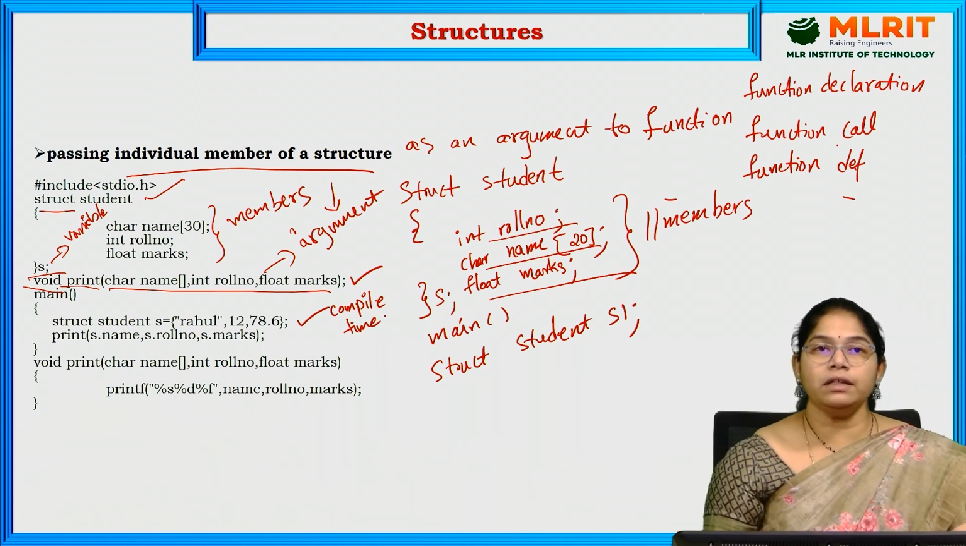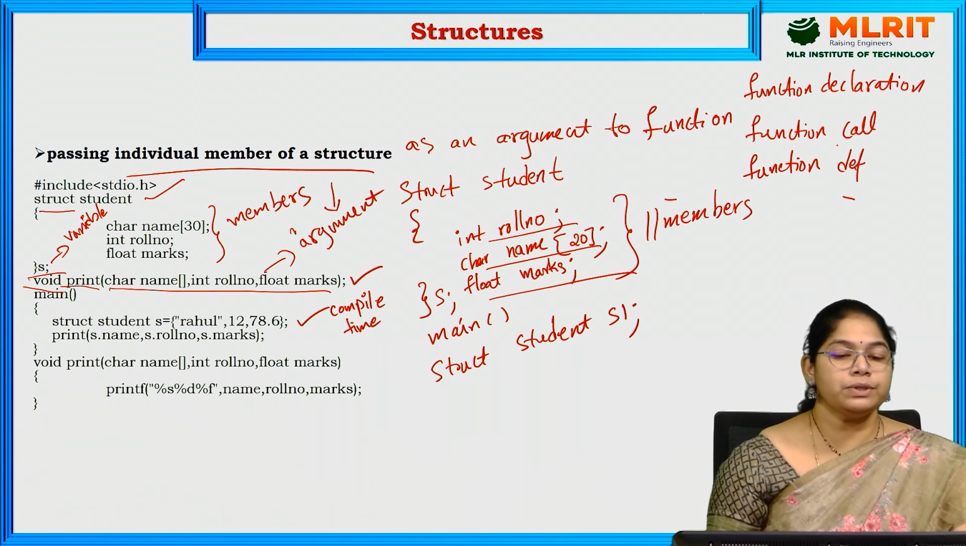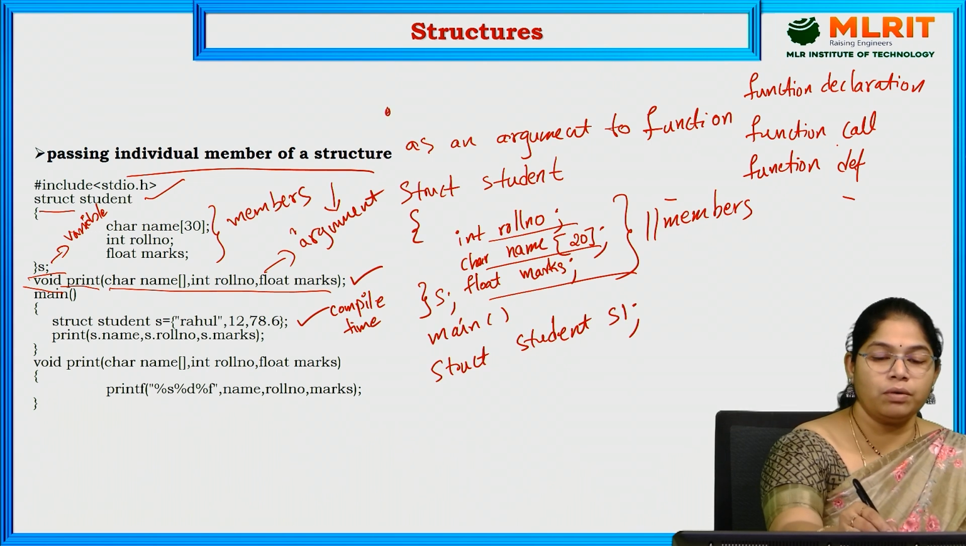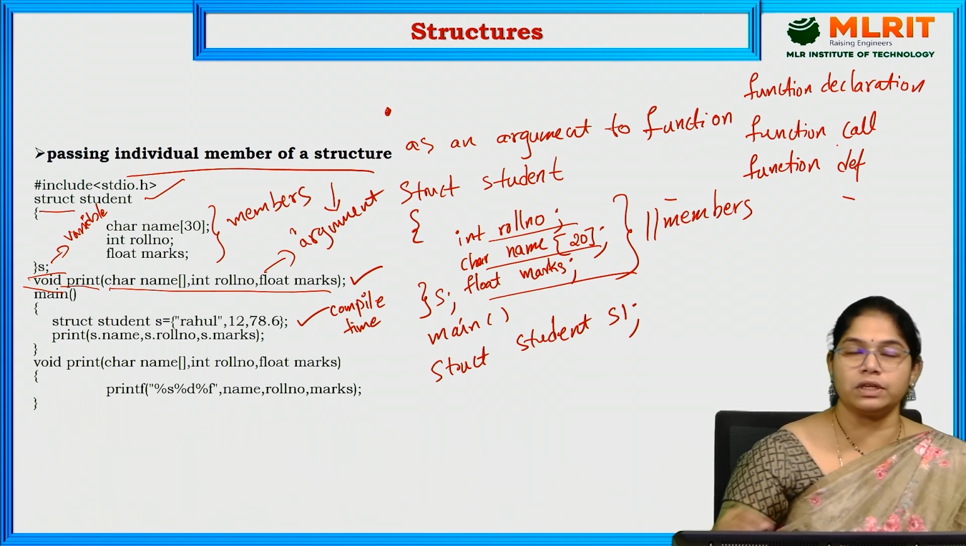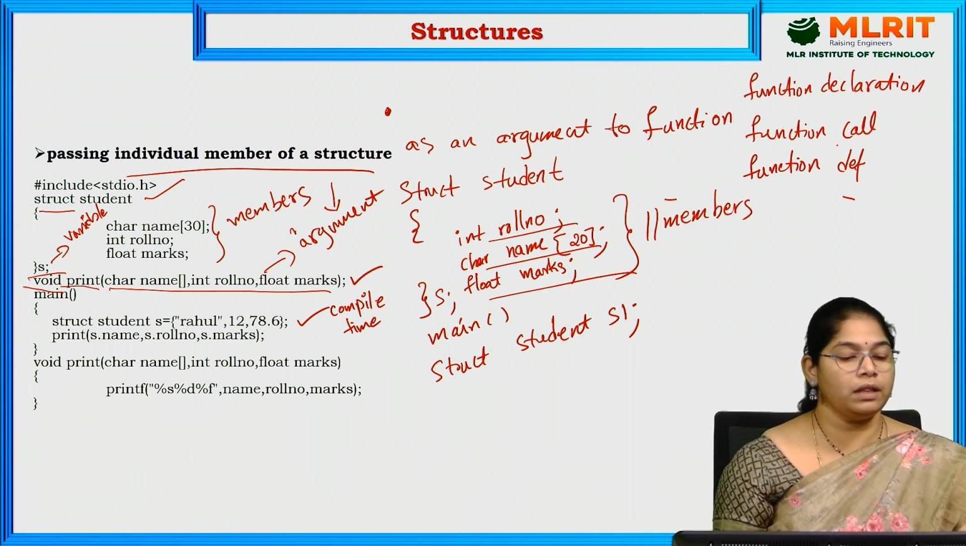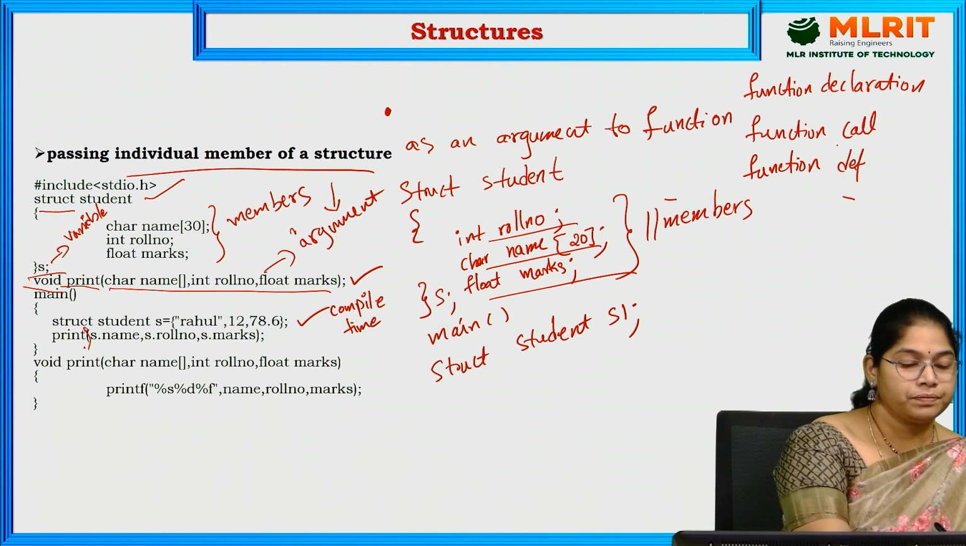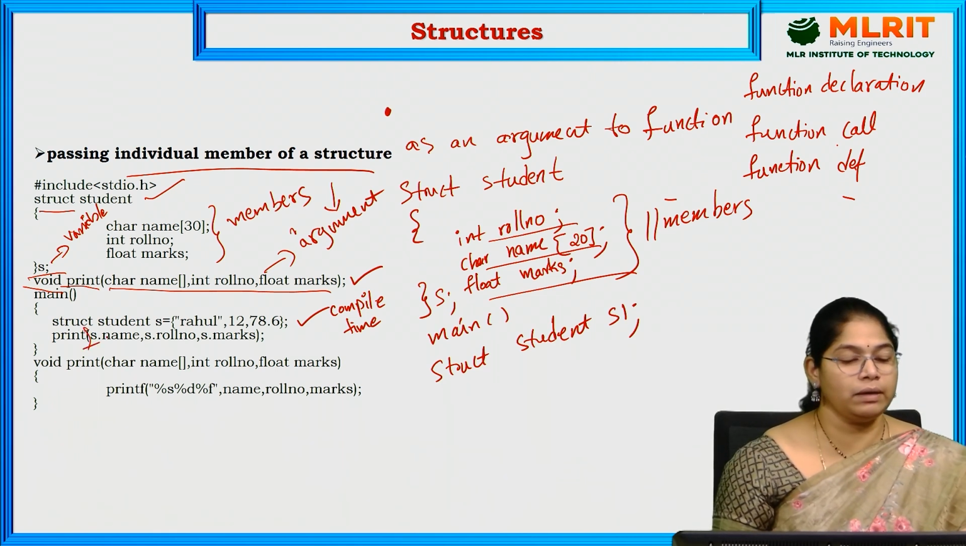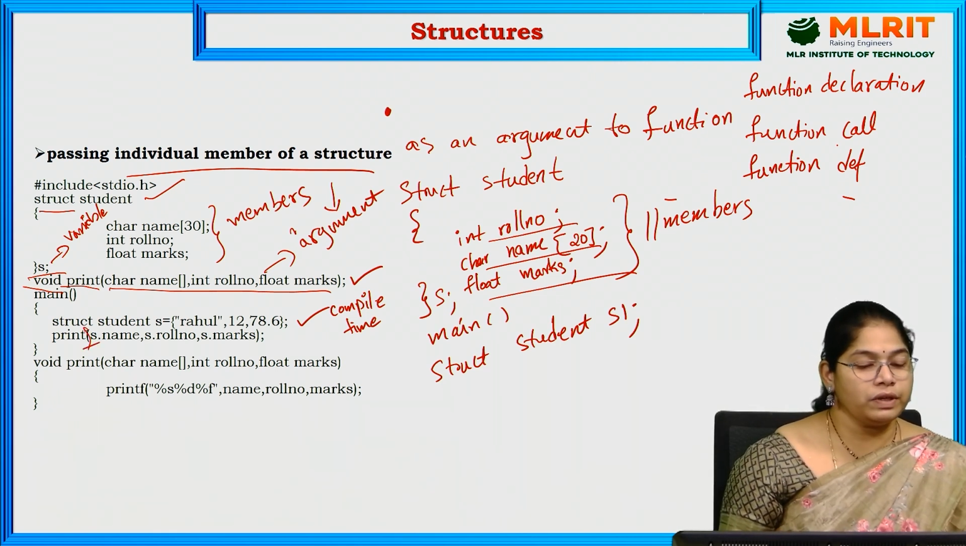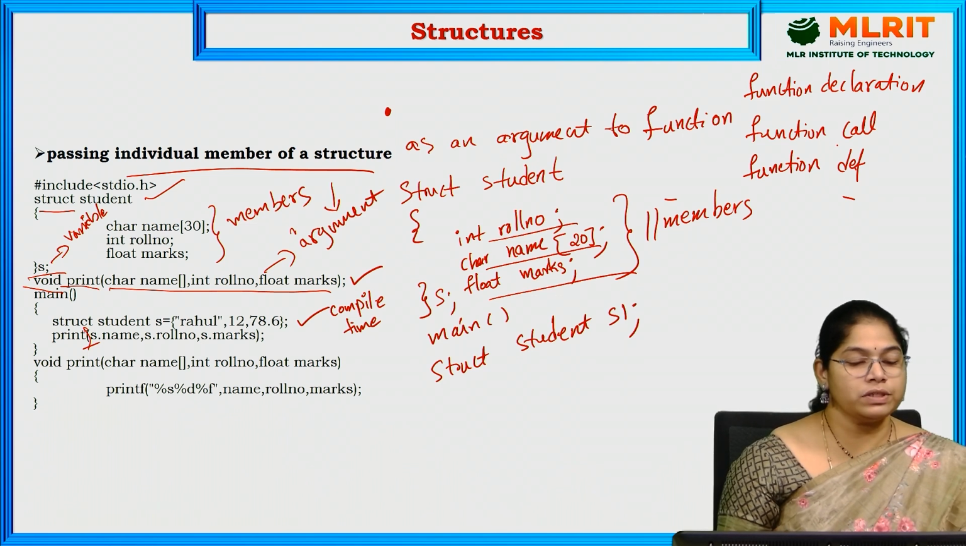To print the values, we have to use an access operator called the dot operator. We have to access the members of the structure using a dot operator. Then printf s dot name, where s is the structure variable, then the member of the structure, then s dot roll number is the member of the structure, as well as s dot marks.